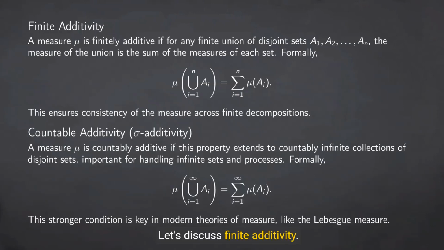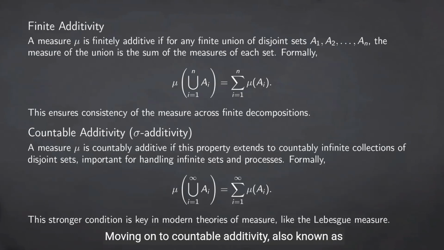Let's discuss finite additivity. A measure, denoted by mu, is considered finitely additive if for any finite union of disjoint sets A1 through An, the measure of the union equals the sum of the measures of each individual set. In more technical terms, this is expressed as mu of the union from i equals 1 to n of Ai equals the sum from i equals 1 to n of mu of Ai. This property ensures consistency of the measure across finite decompositions of sets.